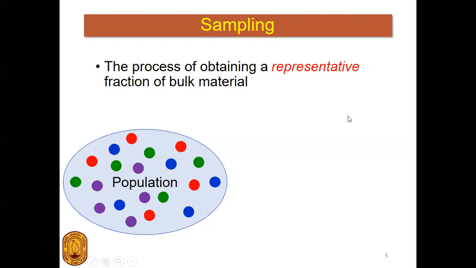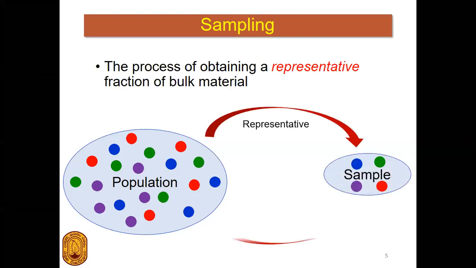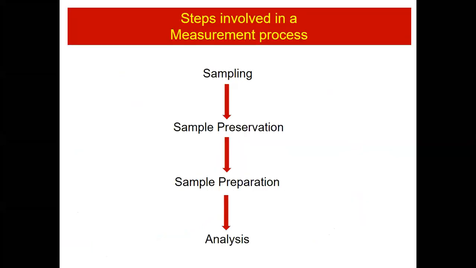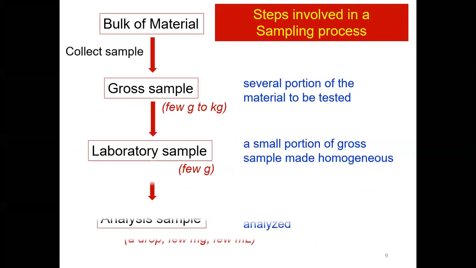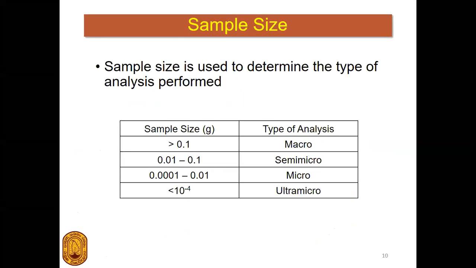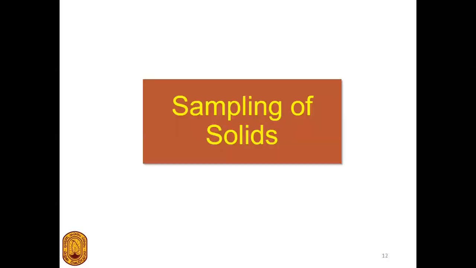So last week we started with the sampling part. We discussed what sampling is, what the definition is, what the types of samples are, and the steps involved in the measurement process. And we also defined the gross sample and all the terminologies. So you should know these terminologies, what gross sample means, laboratory sample. And we discussed the sample size, and how the analysis type changes when we change the size. And also we discussed how we can collect samples of solids.